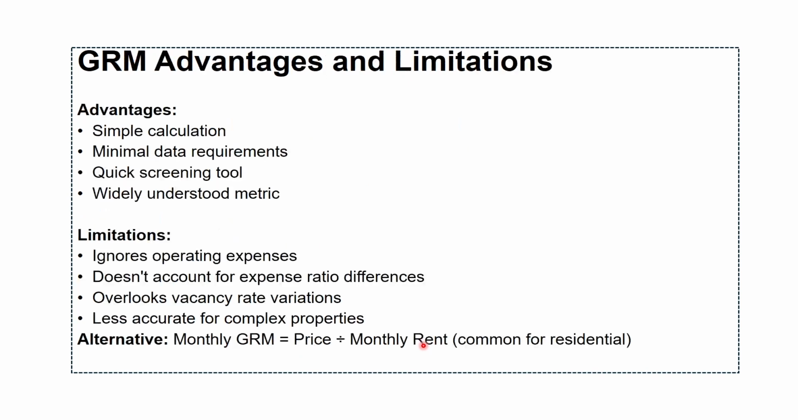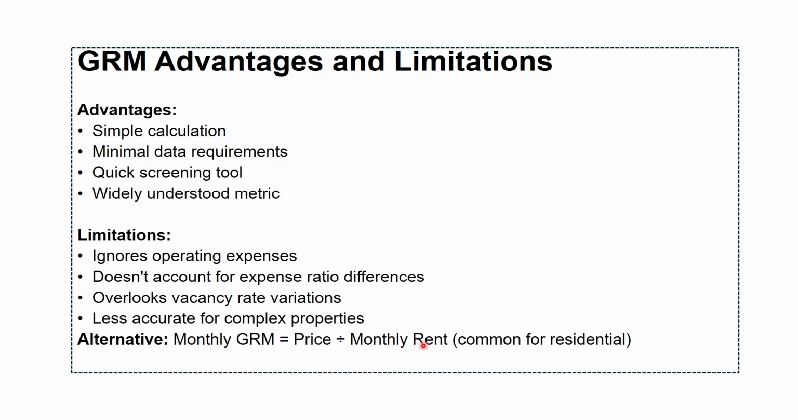analysis, right? Then we come to GRM advantages and limitations. The advantages are clear: it's a simpler calculation, minimal data requirements, a quick screening tool, and a widely understood metric. But there are certain limitations: it ignores operating expenses, doesn't account for expense ratio differences, overlooks vacancy rate variations, and is less accurate for complex properties. So, the key is using GRM appropriately, when it is required for quick screening and preliminary analysis, but not for the final investment decision or formal valuation.